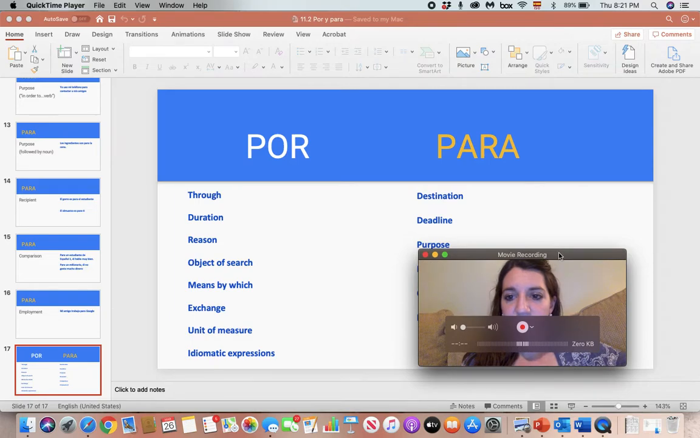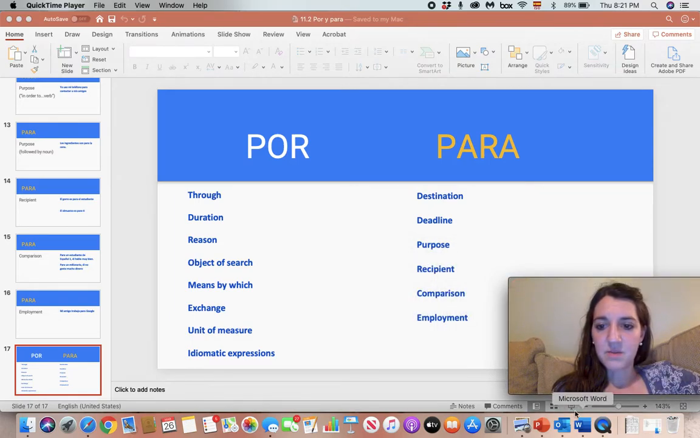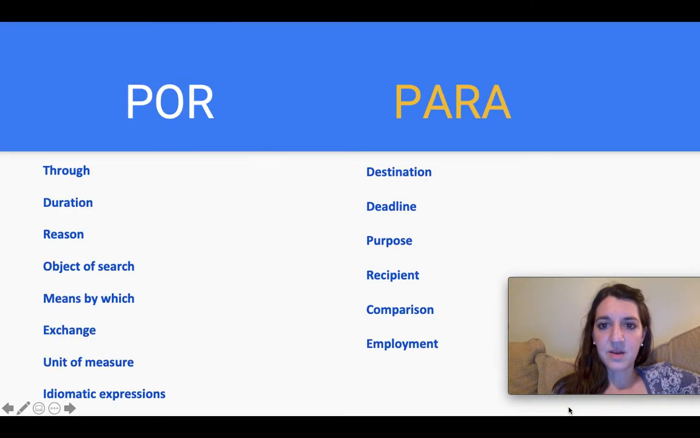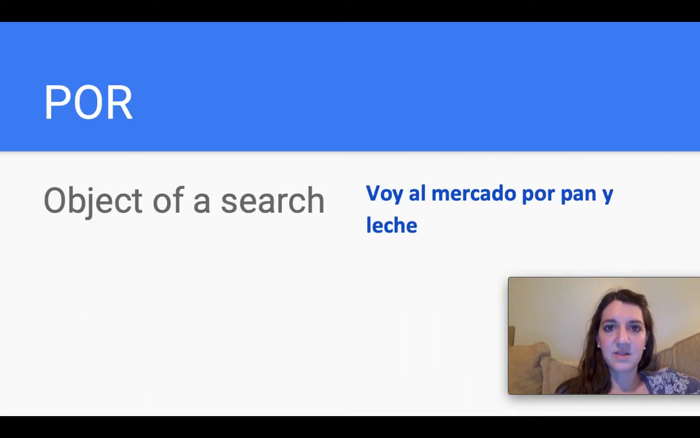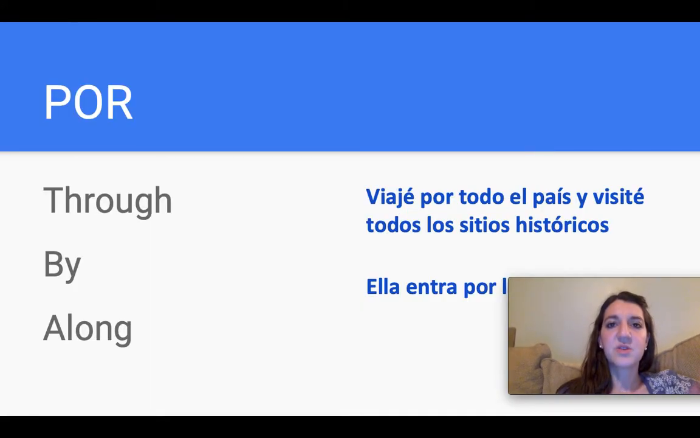So let's take a look at this. I have this PowerPoint that I think will be helpful. Basically, you have two prepositions, por and para, and if you see the list below, you will see the reasons that we would use each one in each context. I'm going to go through it again. So let's start with por.